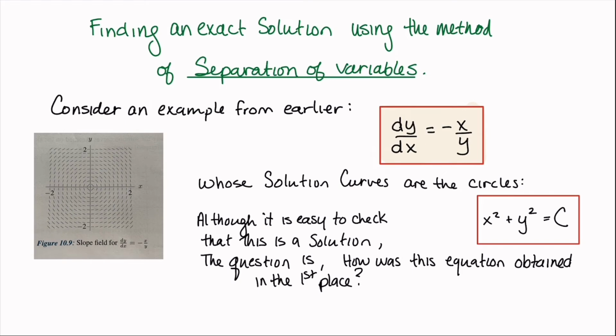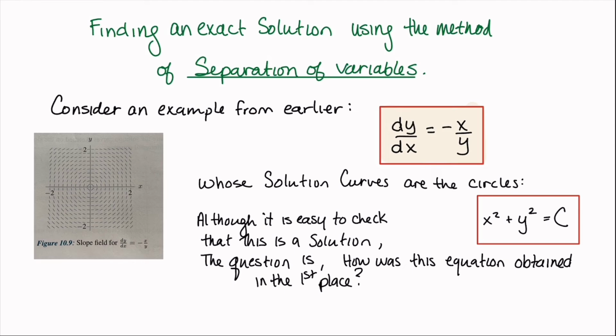So the big question is, how does one obtain a general solution without having to guess based on the slope field? It's easy to check if we know what a solution looks like, but it's not so easy to find that solution explicitly. And this is one of the challenges of solving differential equations. So our approach in this particular case will be to use the separation of variables method, a method that only works for certain ordinary differential equations.